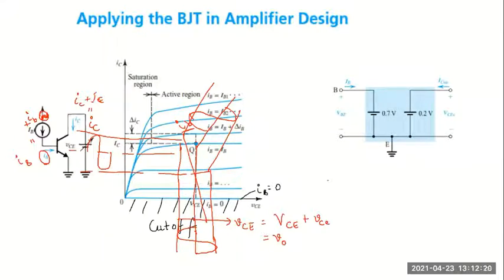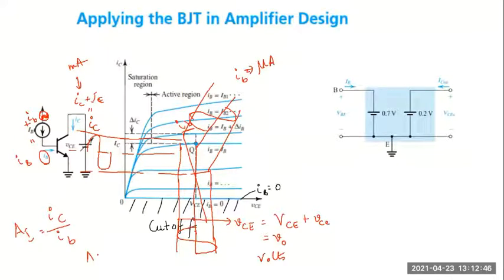And generally this input wave IB is in microamperes, whereas IC will be in milliamperes and VCE will be in volts. This increase in IC compared to IB will give us a gain in the circuit. We call it current gain.